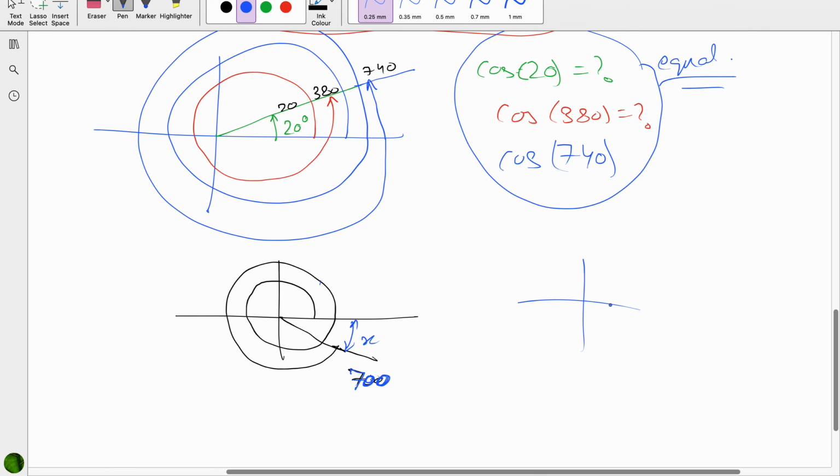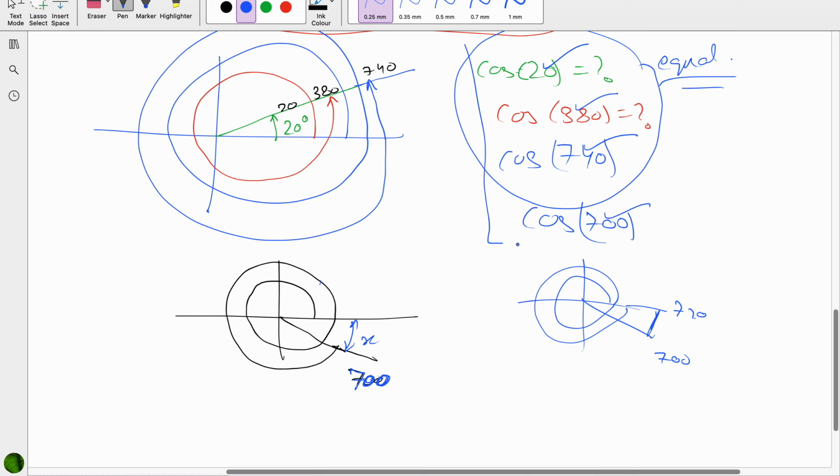Because we know one cycle is 360, another is 720. So what should it be? This is 720, this is 700, it is a gap of 20. So cos of 700. To our surprise, the basic angle is 20. In 380, the basic angle is 20. In 340, the basic angle is 20. In cos 700, the basic angle is 20.